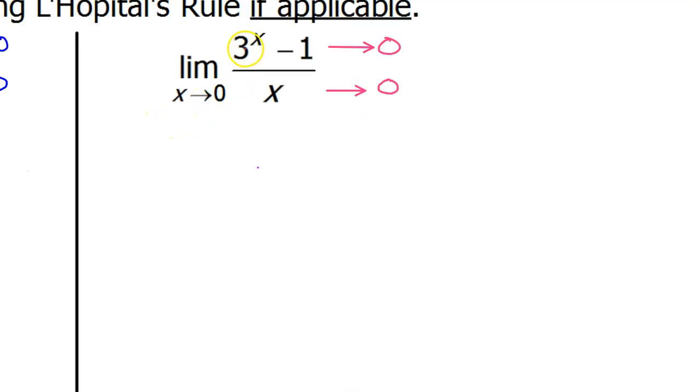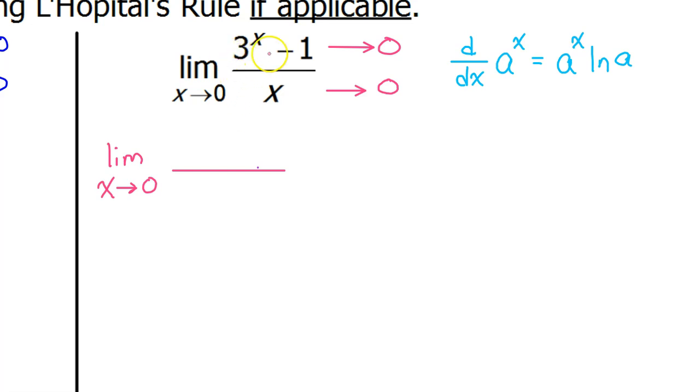When you do direct substitution plugging in 0 right here, 3 to the 0 power is 1, so we have 1 minus 1, which is 0. Of course, if x is approaching 0, the denominator is approaching 0. You have to show this, but we can do L'Hopital's rule. We can take the derivative of the numerator and denominator without changing the value of the limit.